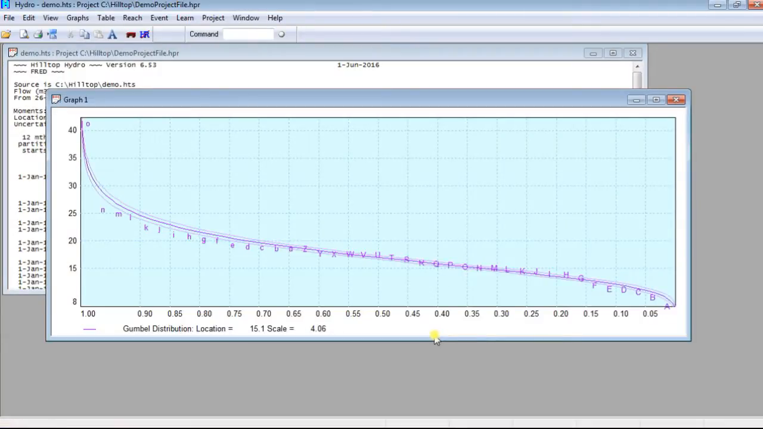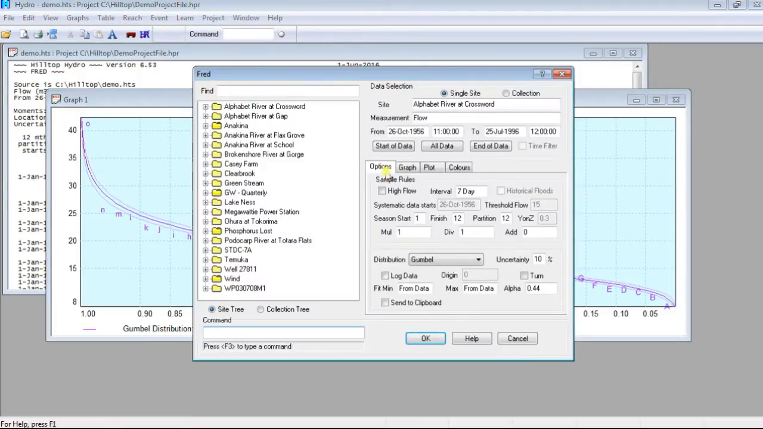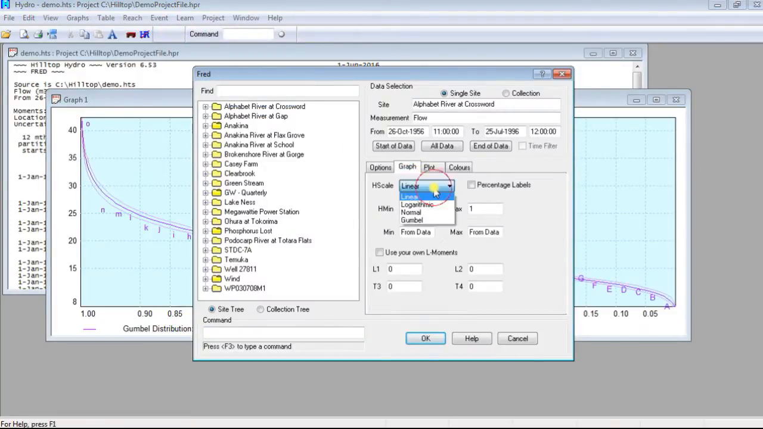Okay, here's my graph. It looks like it's a pretty good fit. These lighter lines here, either side of the trace, represent my 10% uncertainty. I just want to go back and go to the Graph tab. I can actually graph this on a Gumbel scale. This way the distribution will be a straight line and therefore make it easier to check for a good fit.